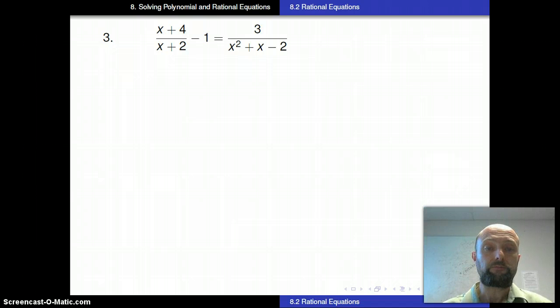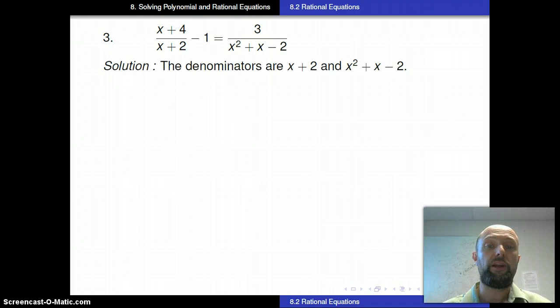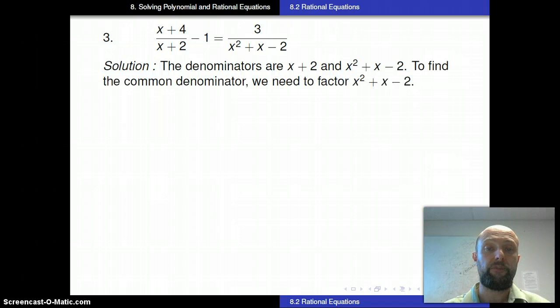Question 3. (x + 4)/(x + 2) - 1 = 3/(x² + x - 2). The denominators are x + 2 and x² + x - 2. To find the common denominator, we need to factor x² + x - 2. We are looking for two numbers whose sum is 1 and whose product is -2.